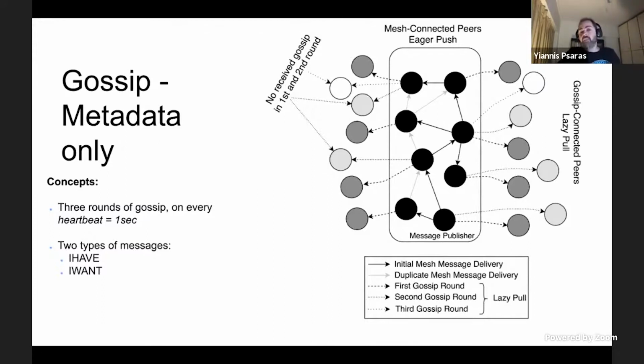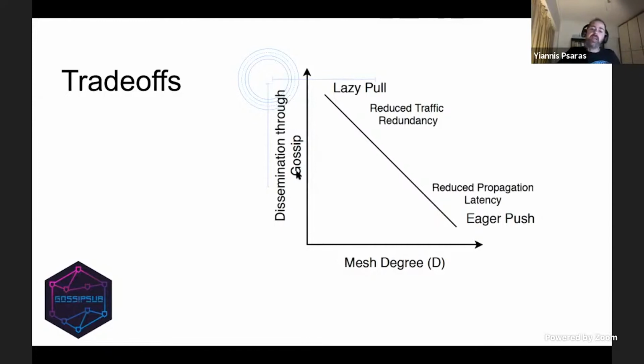Obviously, as I said, if we put on a graph the mesh degree and the dissemination through gossip, we can arrive at interesting trade-offs. If we increase the mesh degree a lot and we keep the gossip dissemination factor high, then we go to an eager push approach. The eager push approach points to the fact that every node is broadcasting immediately all the messages that it knows about, it's eagerly pushing messages out, and this creates more traffic. We have reduced propagation latency in this case, because everyone is getting to hear more messages quicker. But on the other hand, we have increased bandwidth requirement.